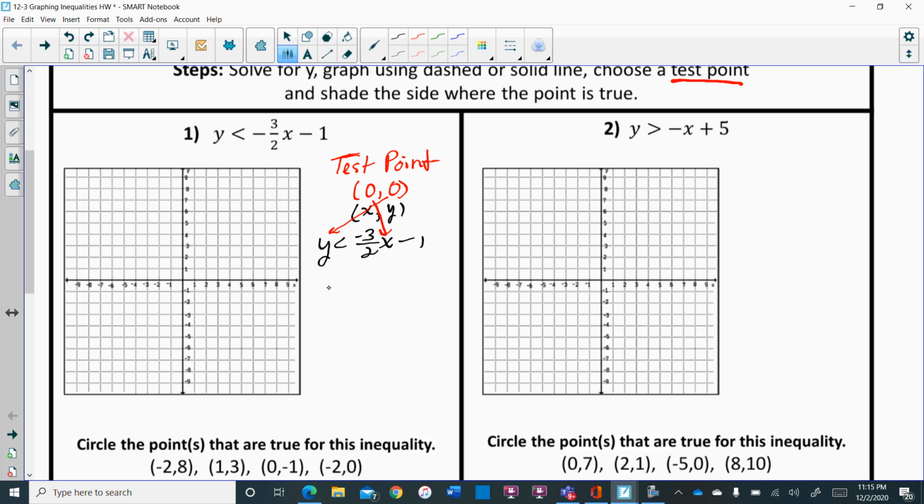So when you substitute it in, 0 is less than -3/2 times 0 minus 1. Well, anything times 0 is 0. So really this is saying 0 is less than -1. Well, is that true or is that false? Is 0 less than -1? That is false. So that means that the point 0, 0 is not in the shaded region.